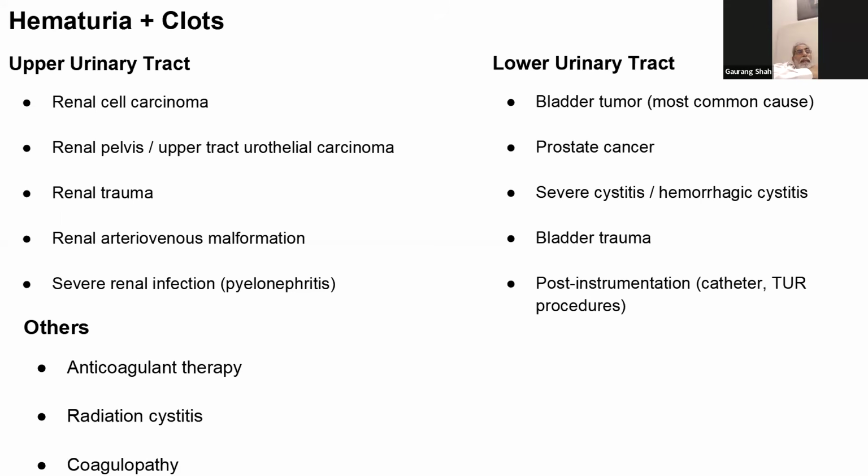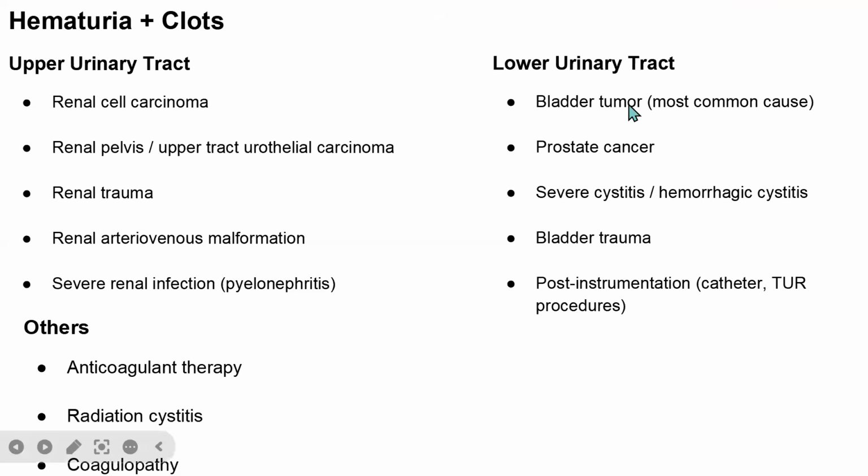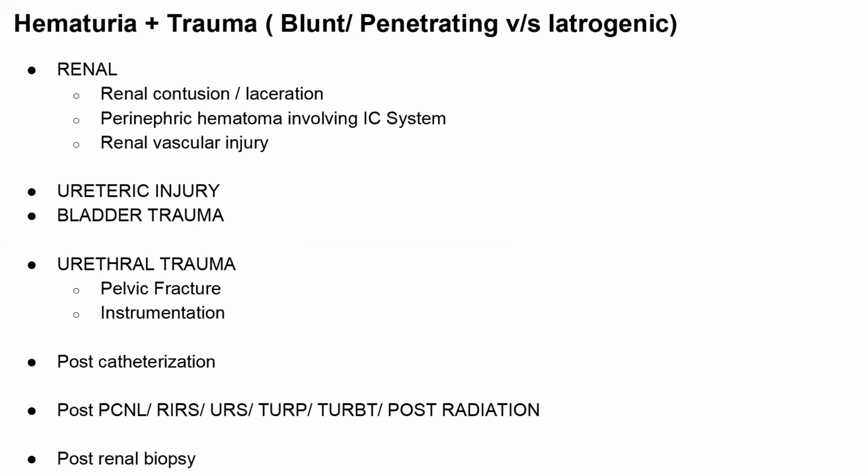Moving on, we have hematuria with trauma. Trauma could be blunt, penetrating, accidental, or iatrogenic. Common causes for renal trauma are renal contusion, perinephric hematoma, injury involving the PCS, or vascular injury. Ureteric injury can occur during instrumentation or in other surgeries such as colorectal or pelvic gynec surgeries.